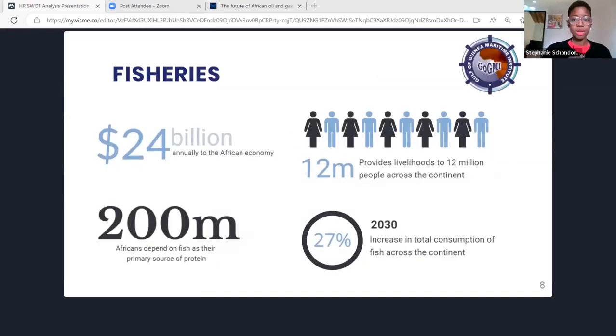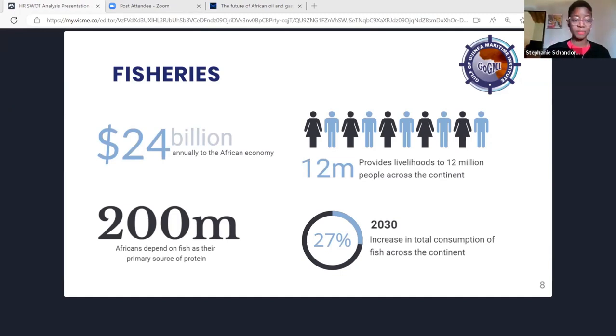Okay, so let's start with the fisheries subsector, right? The fisheries sector. Currently, it's believed that fisheries and aquaculture contributes more than 24 billion annually to the African economy. And the fisheries sector alone also provides employment for more than 12 million individuals across the continent. This 12 million figure I just mentioned constitutes fisher folk and those directly engaged in fish processing. But you know that the fisheries value chain is more extensive than that.